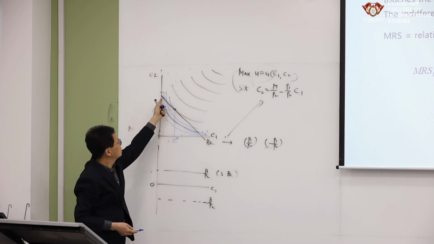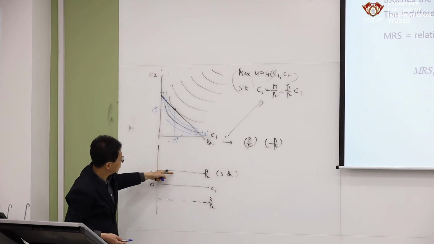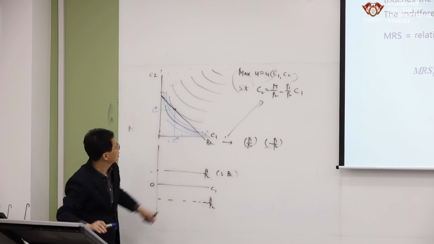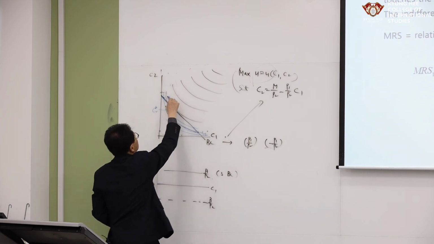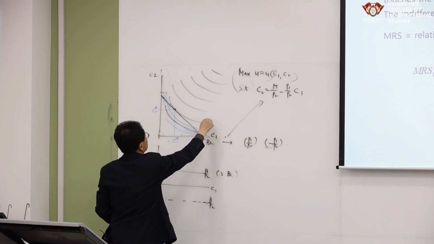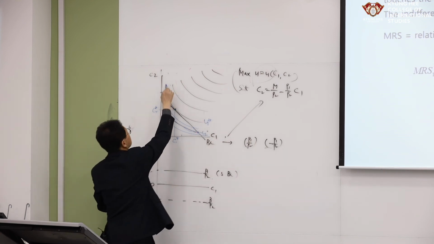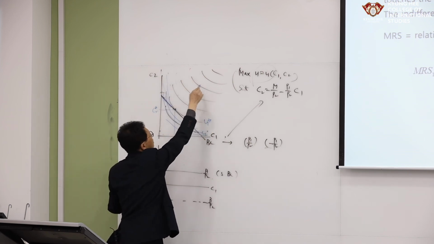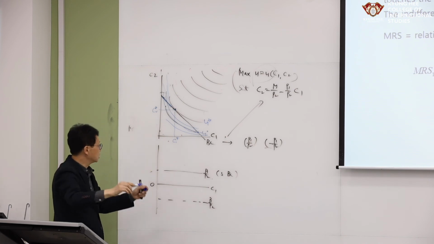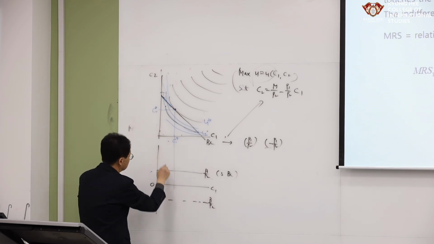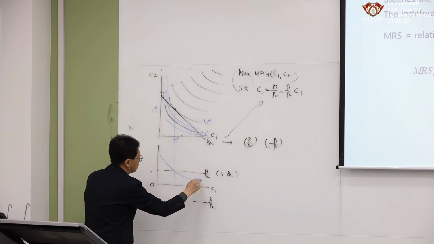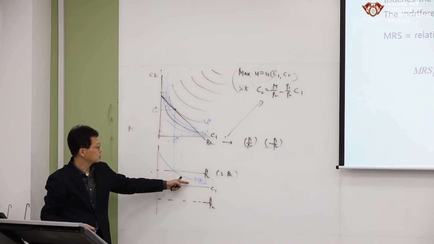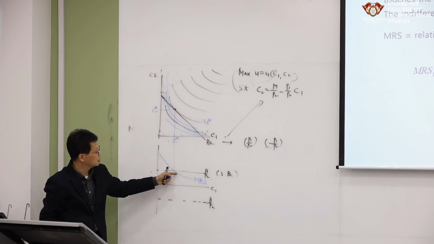The slope of this budget constraint is every time P1 over P2, a constant number. Now think about the slope of the indifference curve, for example the slope of U star. Moving from here to here, the slope becomes smoother and smoother, decreasing and decreasing. That is the slope of the indifference curve, MRS. As consumption of good 1 increases with consumption of good 2 decreasing, the MRS decreases and decreases.